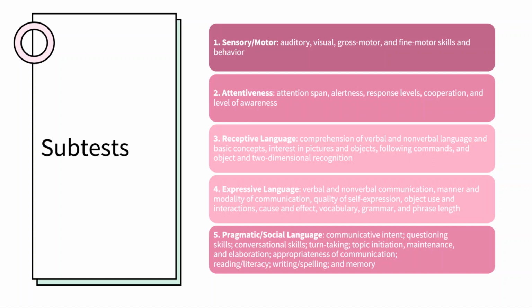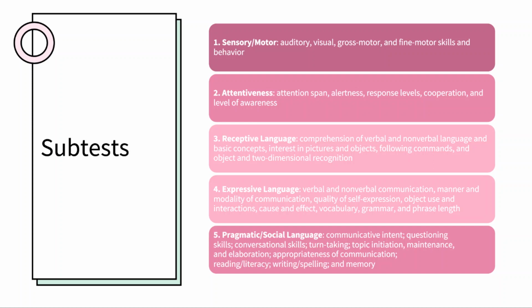Subtest 1 looks at the individual's sensory and motor skills, which includes his or her auditory skills, visual skills, gross motor skills, and fine motor skills and behavior. Subtest 2 looks at the individual's attentiveness, which includes his or her attention span, alertness, response levels, cooperation, and level of awareness. Subtest 3 looks at the individual's receptive language abilities, which includes his or her comprehension of verbal and nonverbal language and basic concepts, interest in pictures and objects, ability to follow commands, and object and two-dimensional recognition.